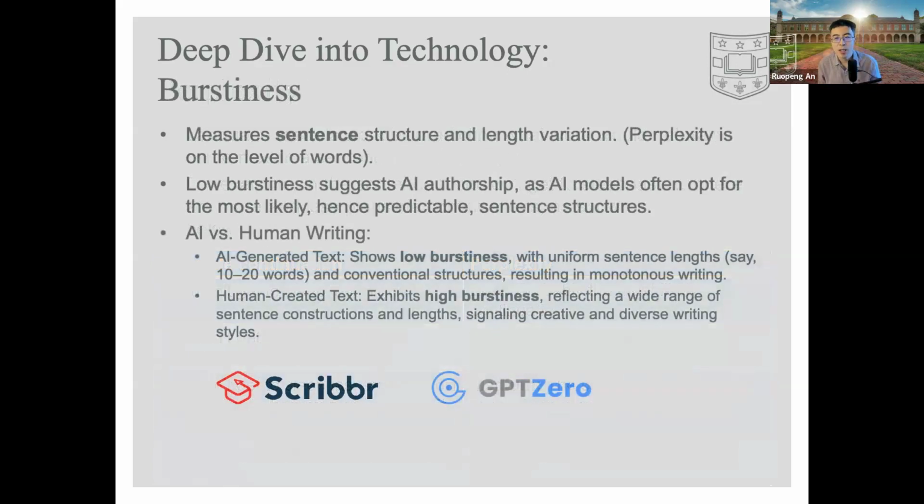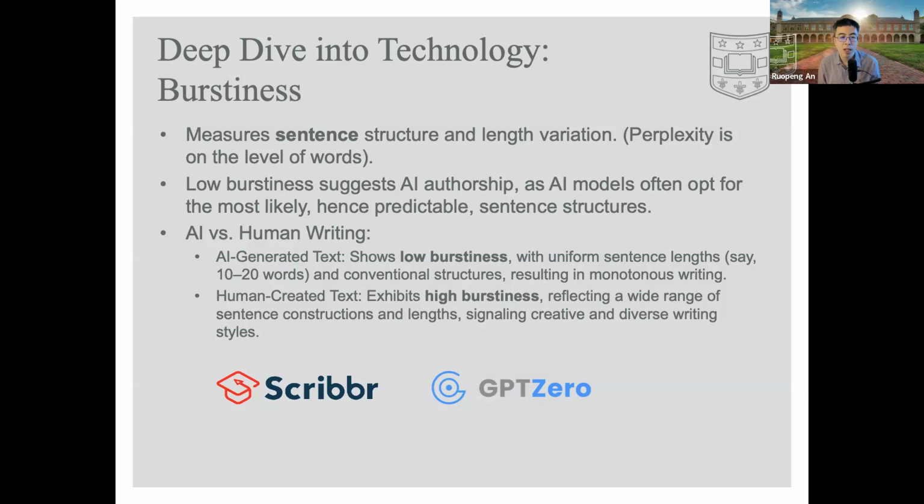But besides perplexity, there's another very important statistic called burstiness, which is often used by AI detection tools as well, for example, Scribbr and GPTZero. So burstiness measures sentence structure and length variation. So low burstiness suggests AI authorship, as AI models often opt for the most likely, hence predictable, sentence structures. So the difference between burstiness and perplexity is that burstiness considers the sentence structure rather than the word level.